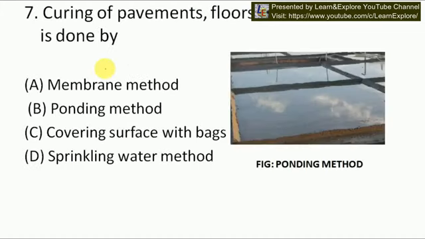Next question. Curing of pavements, floors, roofs and slabs is done by A, membrane method, B, ponding method, C, covering surface with bags, D, sprinkling water method. So our answer is very easy. Horizontal surfaces like floors, roofs and slabs are cured by the ponding method. Okay, our answer is B.